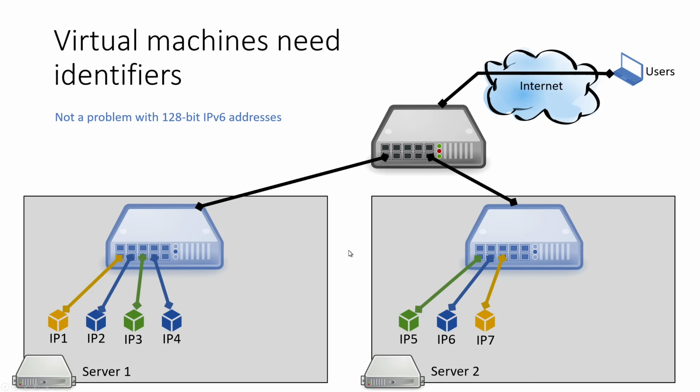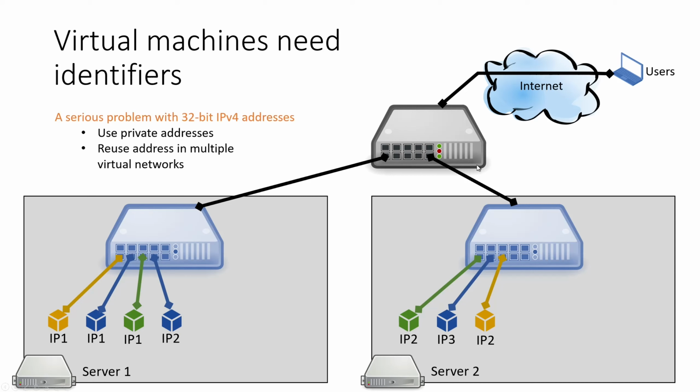This is possible if we are using IPv6 addresses, because IPv6 addresses have 128 bits, so we have a lot of IP addresses available, and we can give a different IP address to each virtual machine. So this is fine. Unfortunately, we also need to give 32-bit IPv4 addresses to virtual machines, and we don't have enough IPv4 addresses to assign a different IP address to each virtual machine. So what cloud providers do is they use private addresses, like addresses starting with 10 dot something, and they reuse IP addresses across multiple virtual networks.